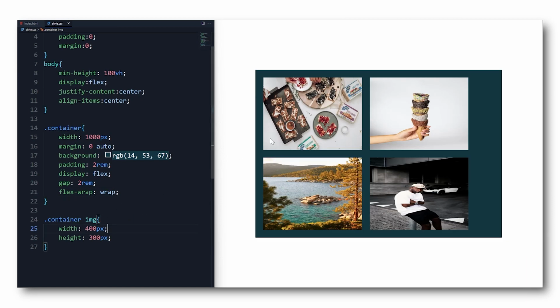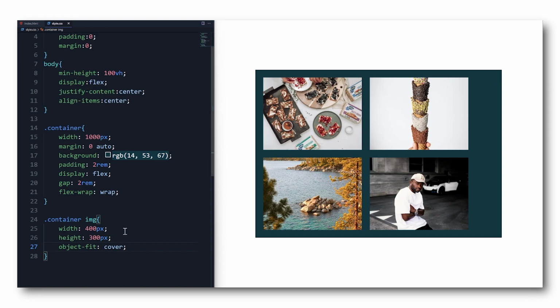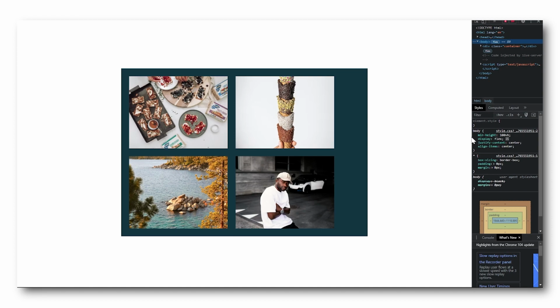You can now see the images are taking 400 pixel of width and the image got stretched, so I'm going to use object-fit to cover. Now you can see all these images are taking the width of 400 pixel. It is not being overflown from anywhere.